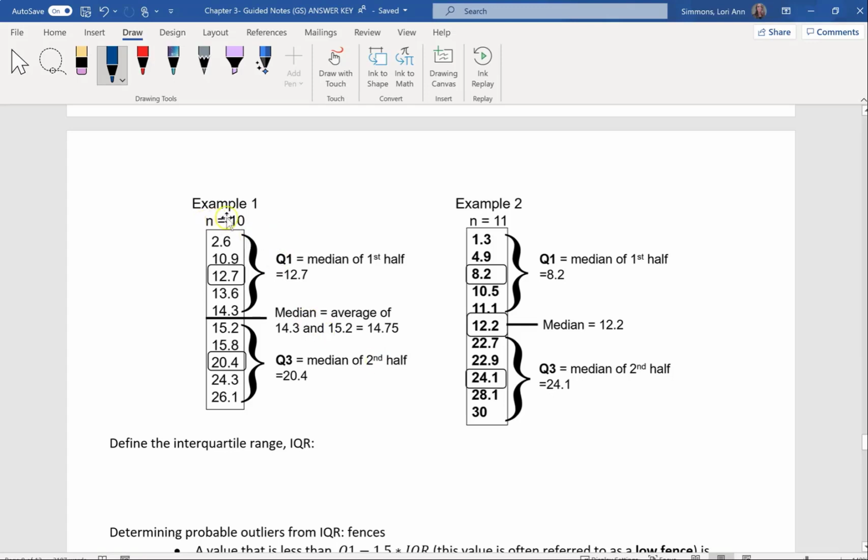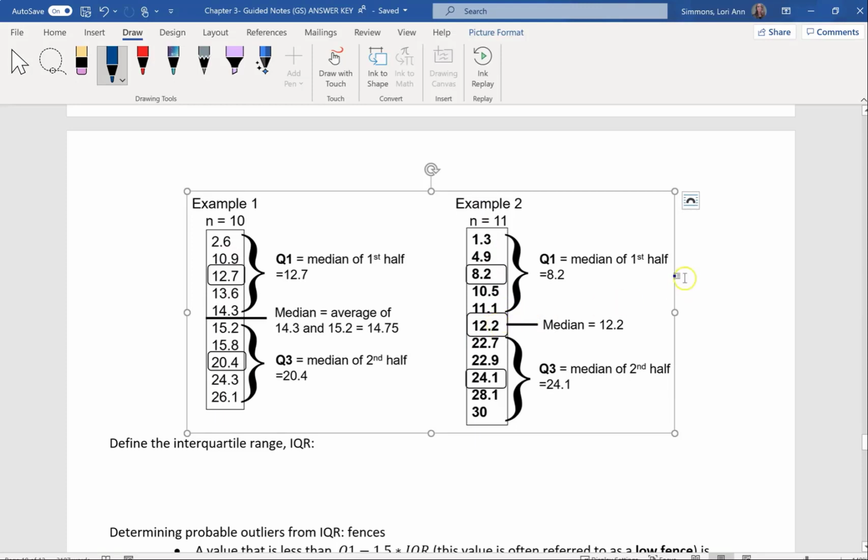So say you have an even number for sample size. You find the median. You average the 2, right? And then for quartile 1, it's the middle. So if your data set is odd, you automatically get that middle number. So this is the 6th number in. You ignore that, then you find the median.